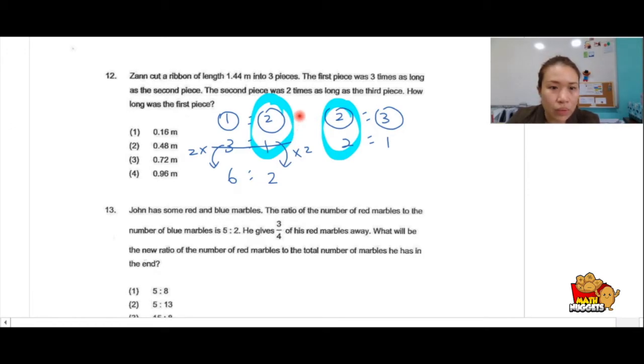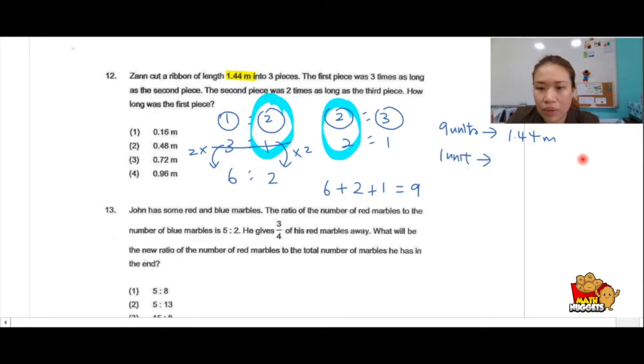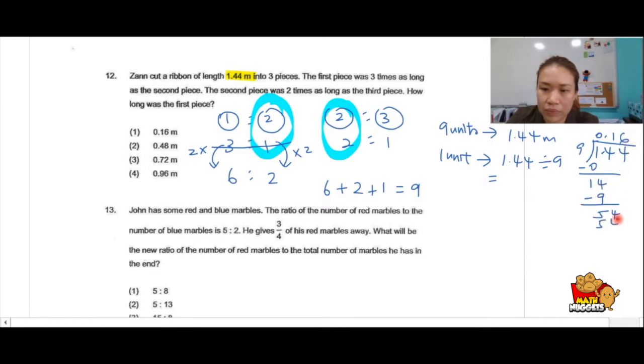Okay. So what information do we have? 1.44 meters for everything. So the first piece is 6 units, second piece is 2 units, third piece is 1 unit. In total, we have 9 units. So 9 units, 1.44 meters. We want to find 1 unit first. So that's 1.44 divided by 9. So it's 0.16 for 1 unit.